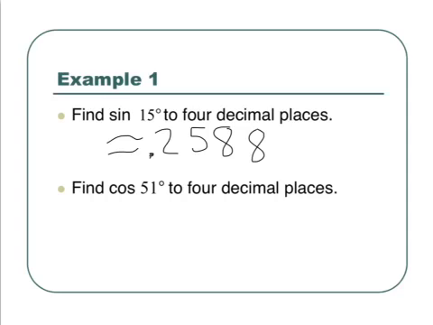For our cosine, we plug in cosine of 51. We should get approximately 0.6293. Again, pause the video if you need to at any time. Rewind as well if you need to.